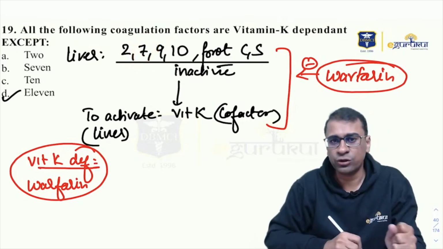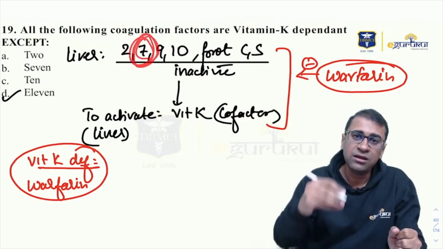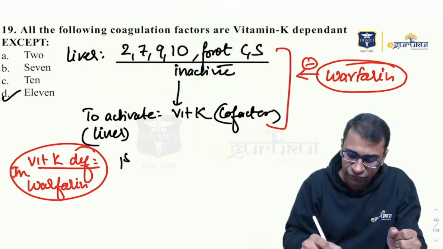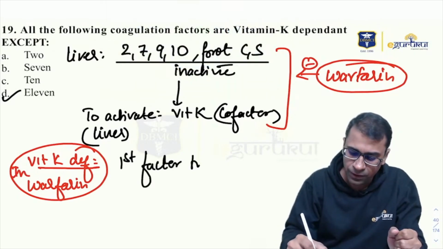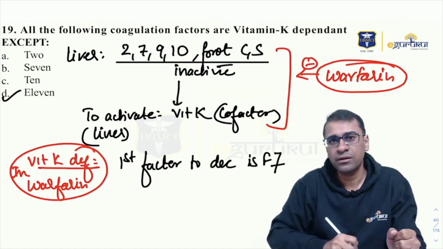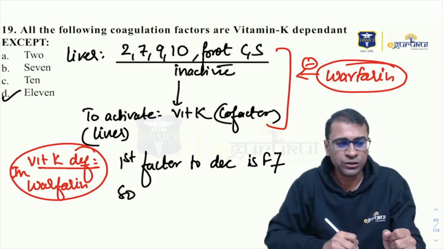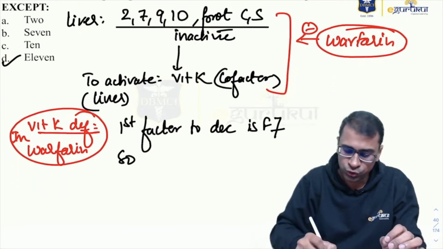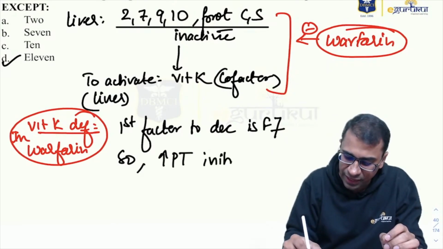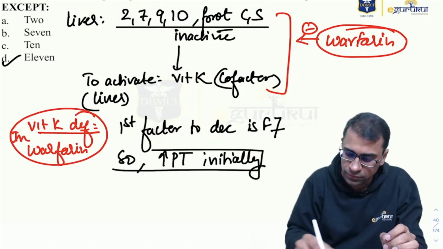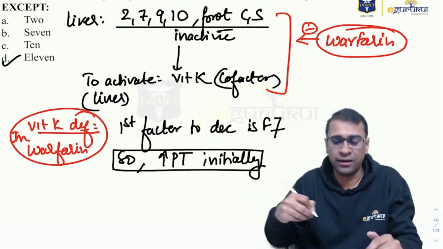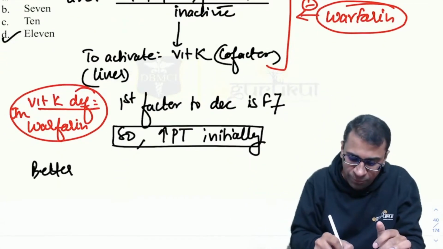Because 7 has the shortest half-life, what happens? The first factor, please understand, to decrease in these deficiencies is factor 7. Okay? So what happens? There is an increase in PT initially. This again can be one question. Remember, a better way of looking at PT is INR.